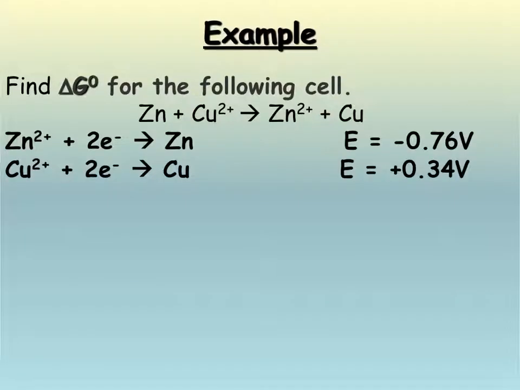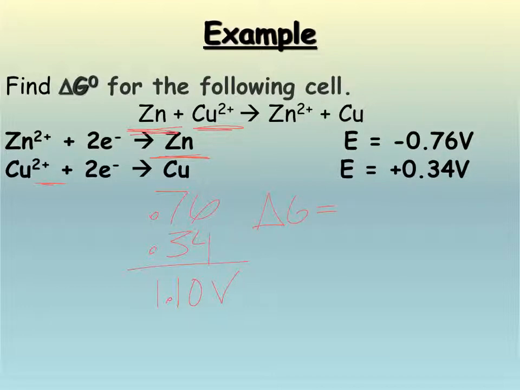Okay, so we are asked to solve for delta G. Notice that we have zinc in our reactants, and it's in the products in this equation. So that's going to flip the sign of that voltage. And then our copper 2+ is in the reactants on both sides, so we're just going to keep it the same. We add those together, and we get an E cell value of 1.10 volts.